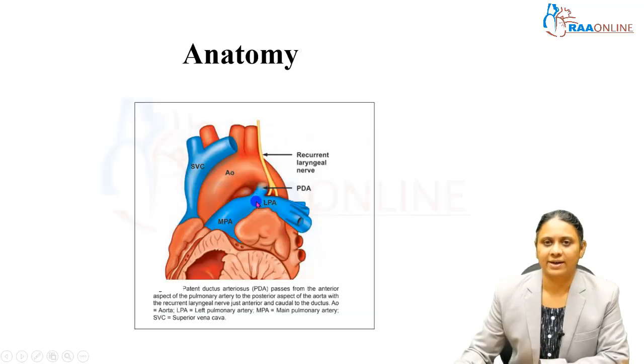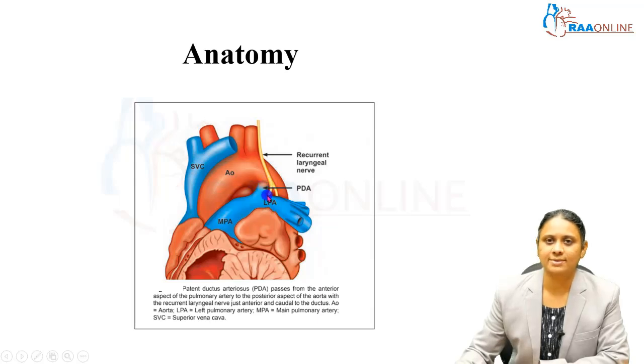So, as we can see the anatomy, the PDA starts anteriorly from the descending aorta 5 to 10 millimeter just distal to the left subclavian artery and runs down to reach the pulmonary artery posteriorly just at the origin of the LPA. It runs in close relation with the recurrent laryngeal nerve, which is a common structure to be injured during PDA surgery. It is also in close relation with the phrenic nerve and thoracic duct, like any other relation with the RLN, recurrent laryngeal nerve.